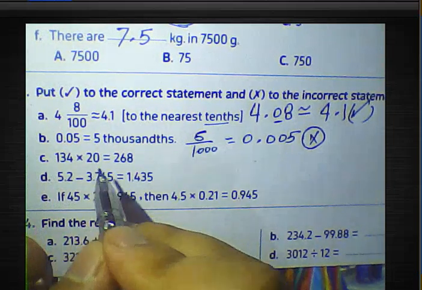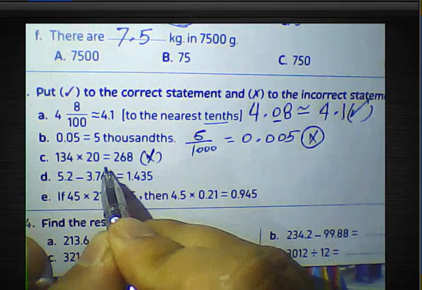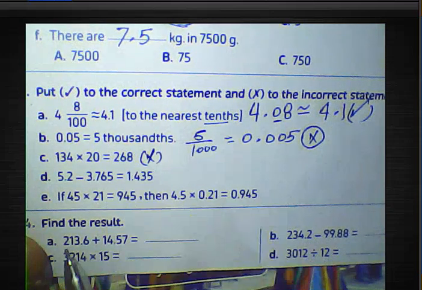134 times 20 equals this number? No, because we must put 0 in the first. Here, the result will be 268 and 0 behind it.